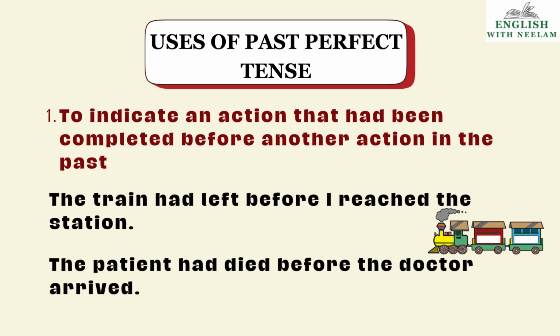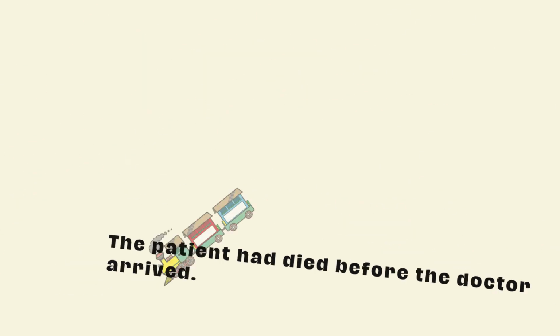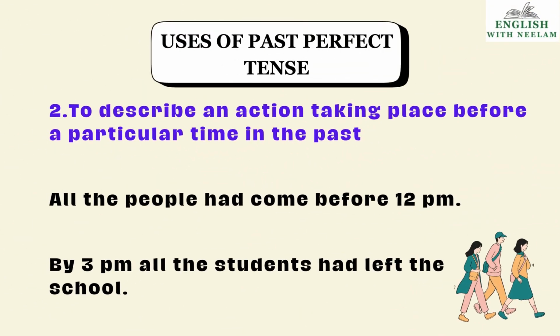Second example, the patient had died before the doctor arrived. Patient had already died and doctor reached later. Now second is to describe an action taking place before a particular time in the past. All the people had come before 12 p.m. By 3 p.m. all the students had left the school.